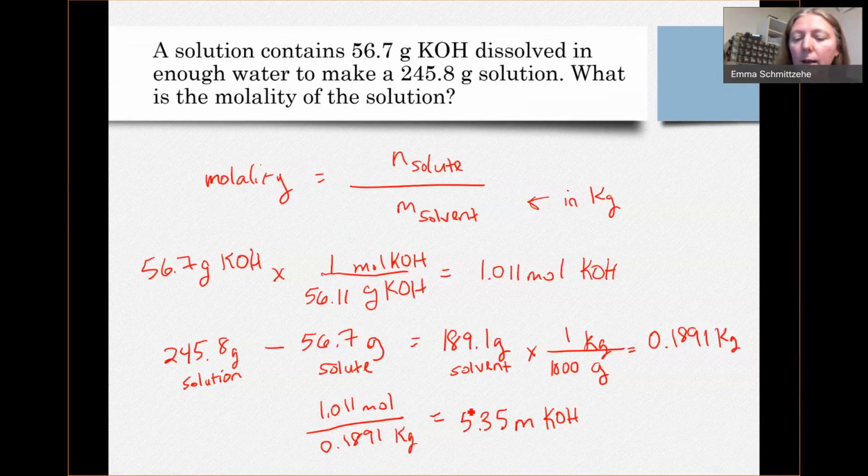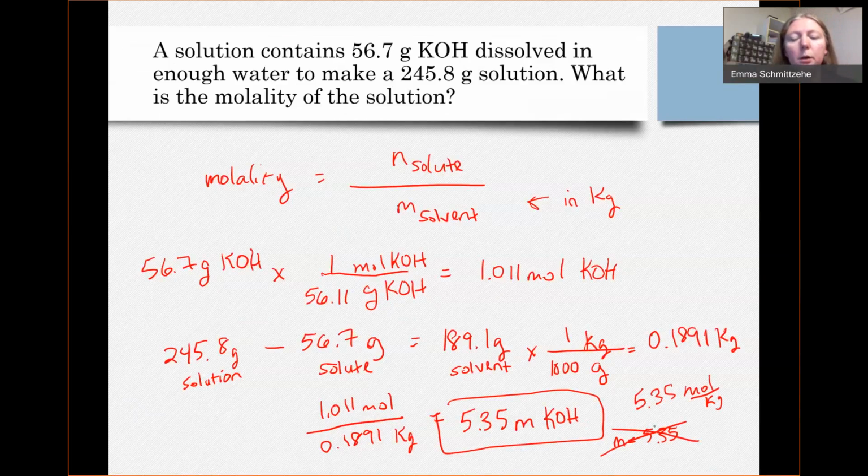So we have that. You can also write it as 5.35 moles per kilogram. Please do not write M equals 5.35. That is meaningless. This is not the proper way to write it.